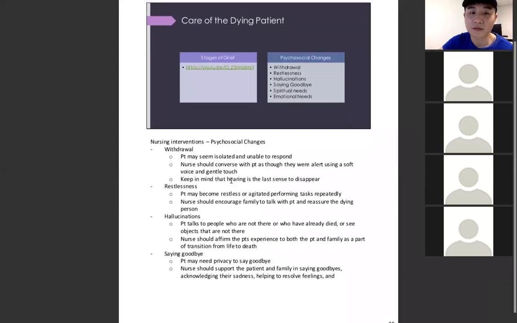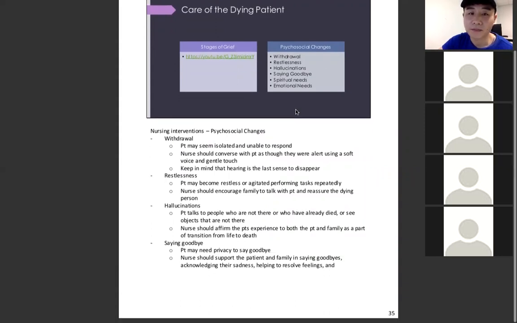So I'll move on to care for a dying patient. We don't need to know the stages of grief, but let's talk about the nursing interventions. With withdrawal, the patient may seem isolated or unable to respond. The nurse should converse with the patient as though they were alert, using a soft voice and gentle touch. Keep in mind that hearing is the last sense to disappear.